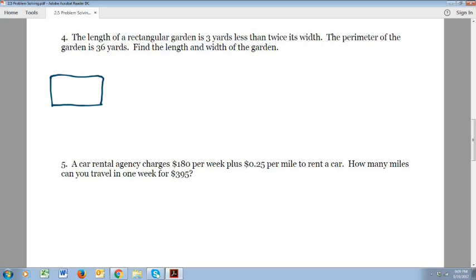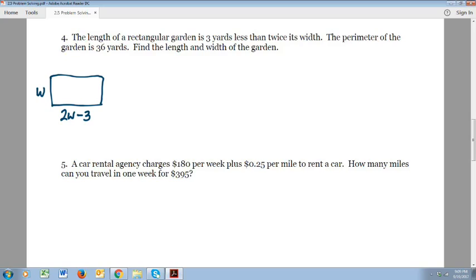It says the length is 3 yards less than twice its width. So if I knew its width, I know the length is 3 less than twice the width. So we want to start by labeling the width on my rectangle. In algebra, we normally label the smaller side the width just to be consistent. The length is 3 yards less than twice the width. Twice the width is 2w, and we want 3 less than that, so that's going to be 2w minus 3.